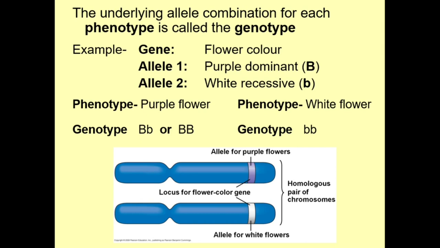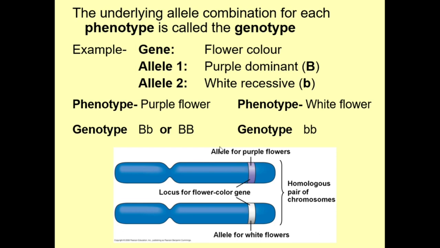When talking about genetics, there are a couple of words that are important to remember because we use them frequently, and they are genotype and phenotype. So the underlying allele combination for each phenotype is called the genotype. The genotype will be the allele combination that an organism has, so a diploid organism that we're referring to here. Its genotype will be the combination of the two alleles it has for any particular character, and the phenotype will be the physical characteristics that are portrayed or observed as a result of the underlying genotype.